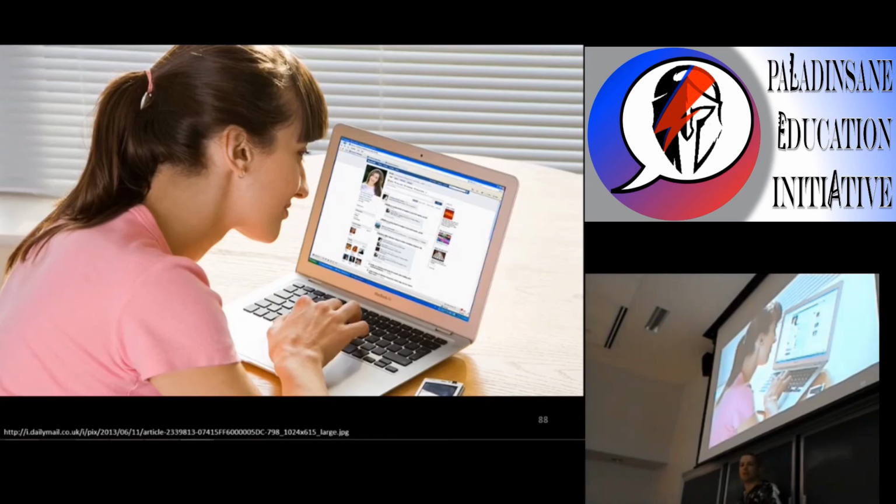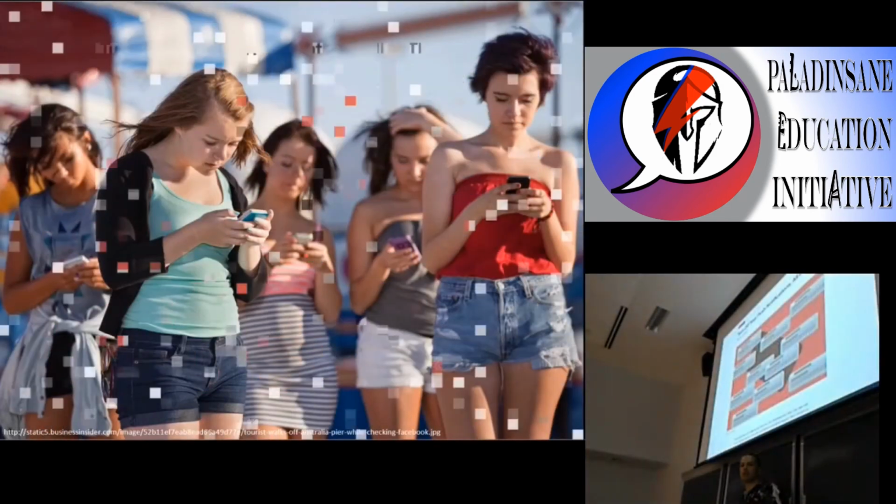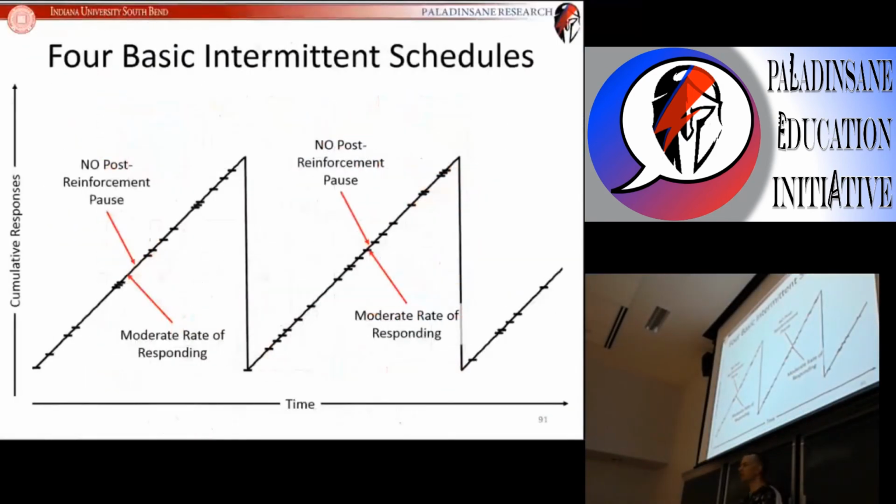So because of that, people when they were checking their Facebook accounts and their social media accounts before, and now probably once again, once they turned off those push notifications, what they did is they checked it at a moderate rate of responding. So they didn't sit there going, okay, refresh, refresh, refresh, refresh, refresh. That's a rapid rate of responding. It was on a variable interval schedule, so they checked it moderately.